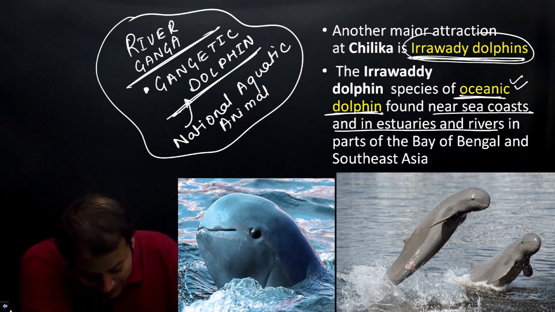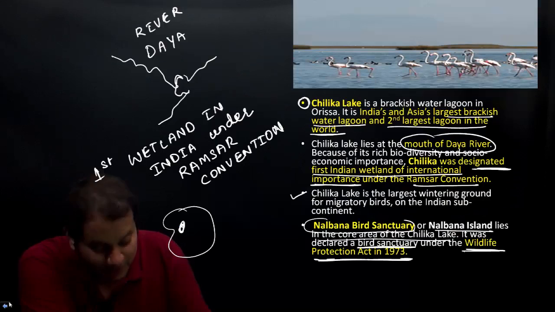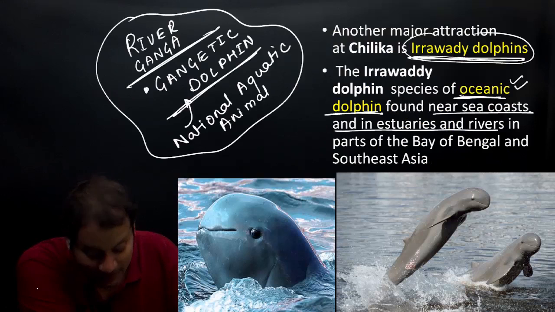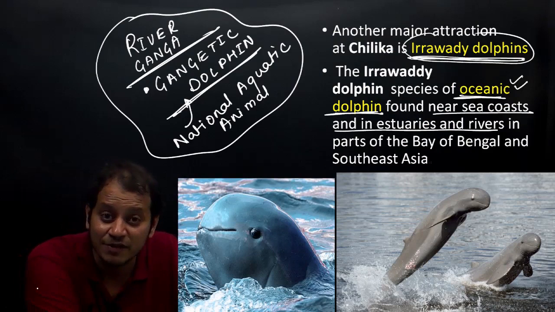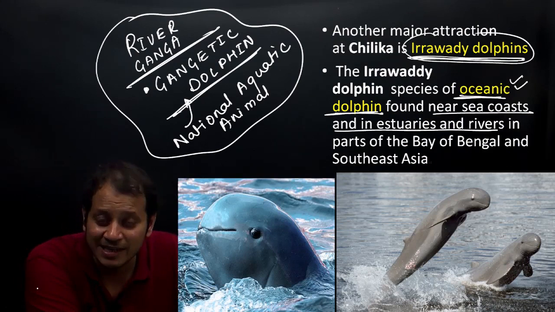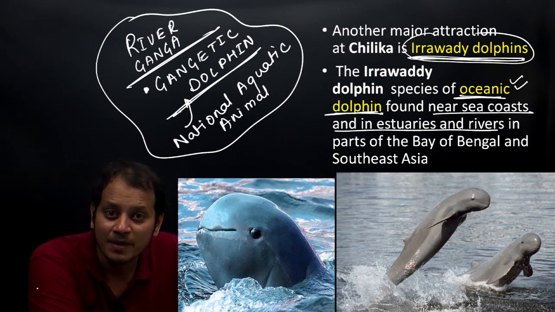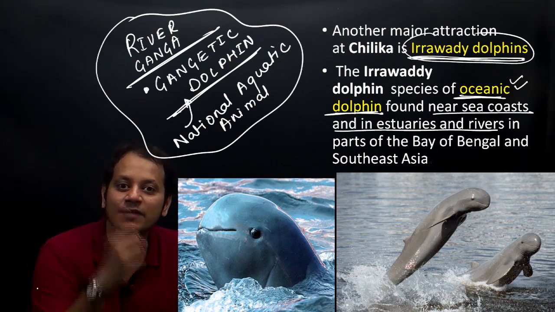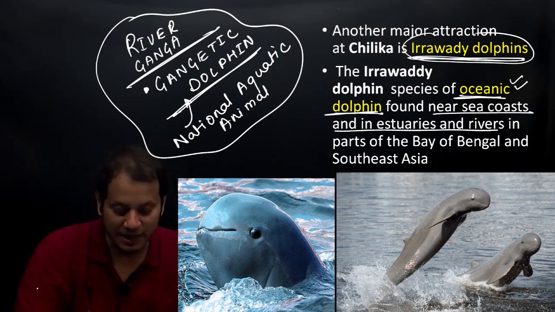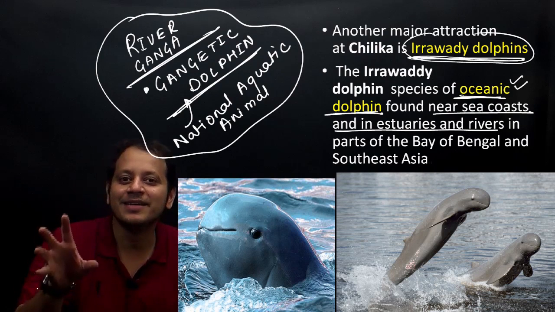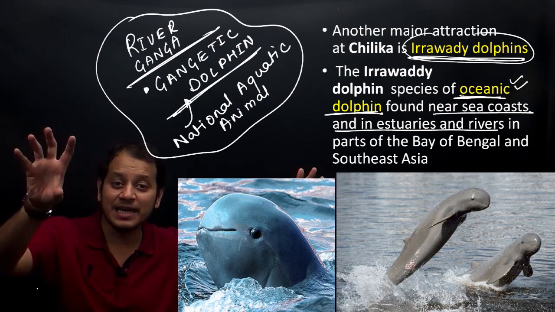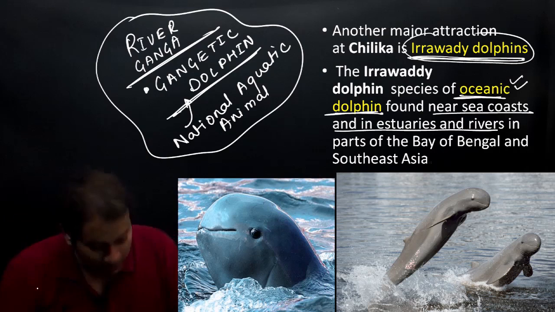So, going back to the previous slide, Chilka Lake, Nalbana Wildlife Sanctuary, and the Irrawaddy dolphin, not the Gangetic dolphin. Which dolphin? Irrawaddy dolphin. What is it, freshwater or oceanic dolphin? It is an oceanic dolphin. While our national aquatic animal is the Gangetic dolphin. Is it a river dolphin or an oceanic dolphin? The Gangetic dolphin is a riverine dolphin. So don't get confused between the Irrawaddy dolphin and the Gangetic dolphin. Totally different. Now come to the next.